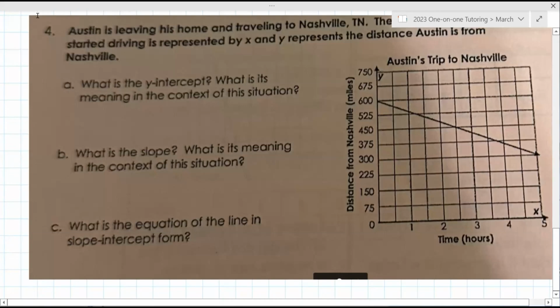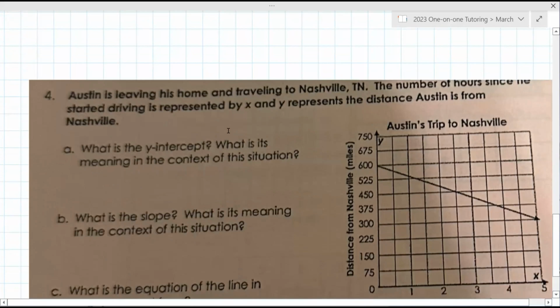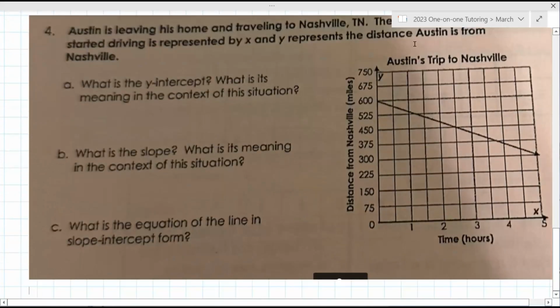Okay, number 4, Austin is leaving his home and traveling to Nashville, Tennessee. The number of hours since he started driving is represented by X, and Y represents the distance Austin is from Nashville. So what it's showing here is he's 600 miles away, and he's getting closer and closer and closer as he drives. The y-intercept is the vertical axis here, and you want to actually give that y-intercept as an ordered pair. So 0, 600.